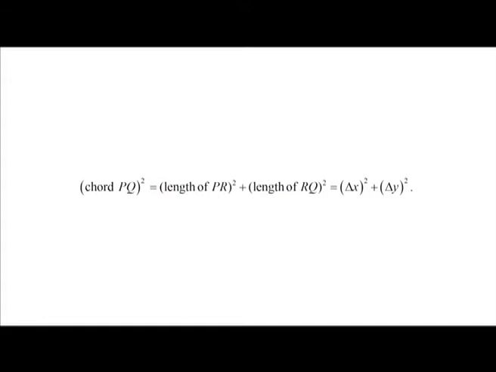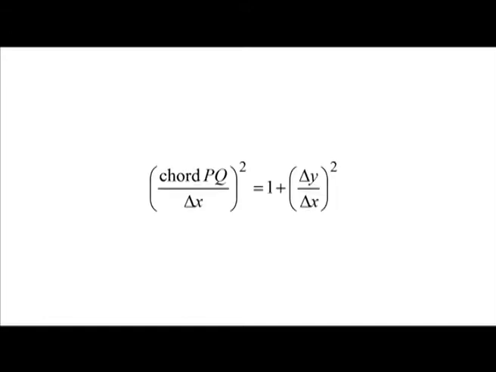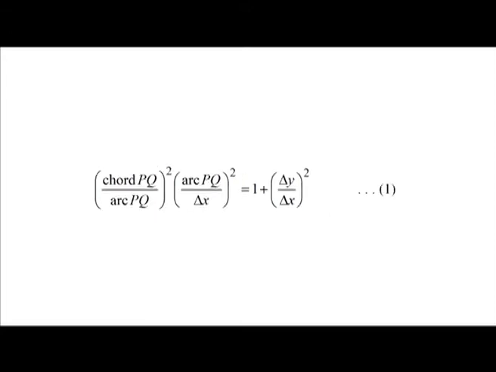Dividing throughout by delta x all square, we get (chord PQ by delta x) all square is equal to 1 plus (delta y by delta x) all square, which we may write as (chord PQ by arc PQ) all square times (arc PQ by delta x) all square is equal to 1 plus (delta y by delta x) all square. We call it equation number 1.